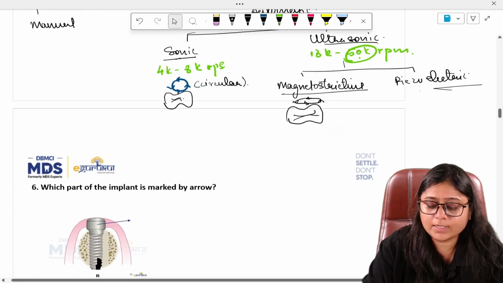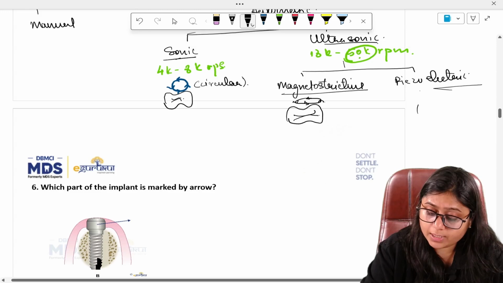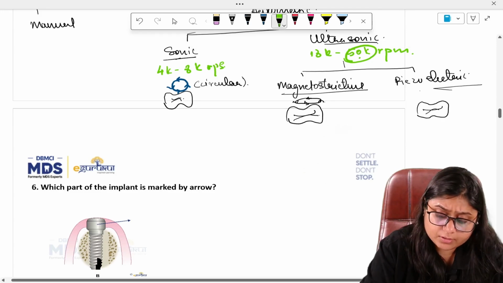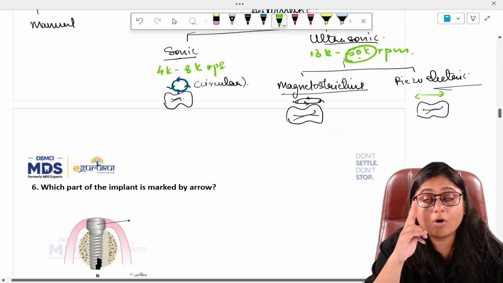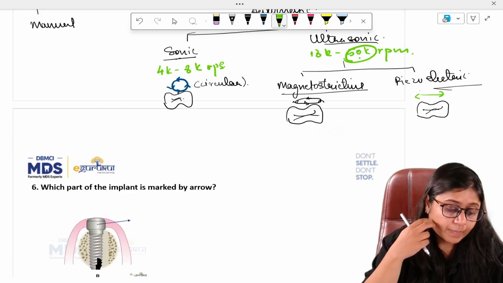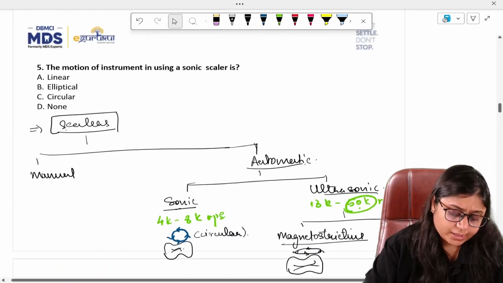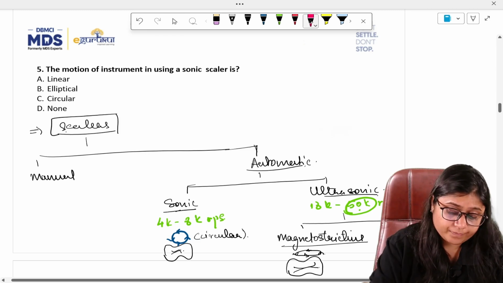In piezoelectric, what is happening is only two sides, it has a linear motion. Okay, it has a linear motion like this. So only two sides or two surfaces at a given point of time are working in piezoelectric scalers. So now let us see the question here. The motion of instrument in using a sonic scaler is circular. Okay.